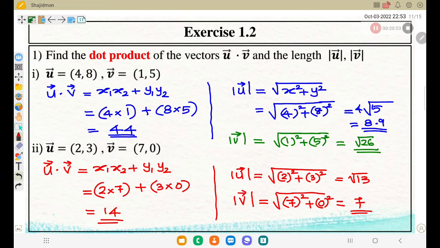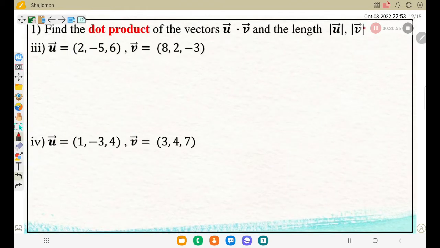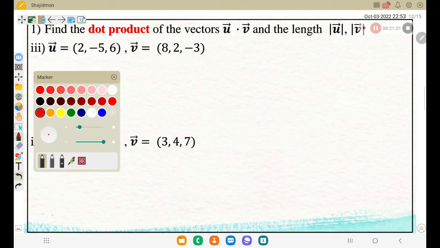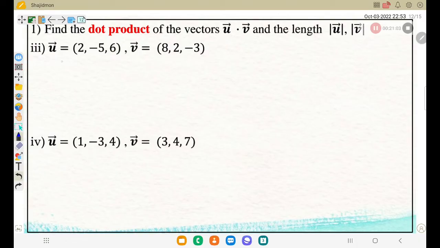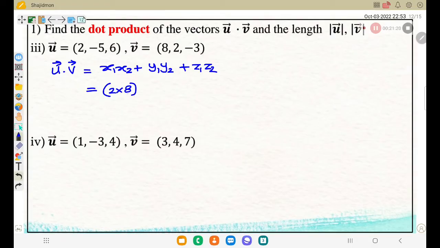Clear how to find the dot product, I hope. Now we will go to two vectors in space, finding the dot product. First we have u dot v equal x1 x2 plus y1 y2 plus z1 z2. So x numbers 2 multiply 8, plus y numbers minus 5 multiply 2, plus z numbers 6 multiply minus 3.